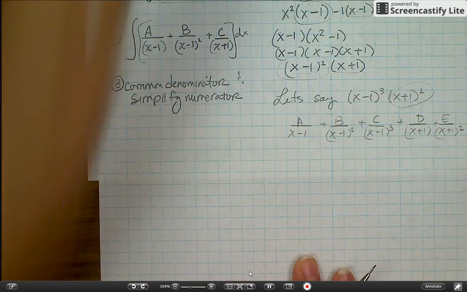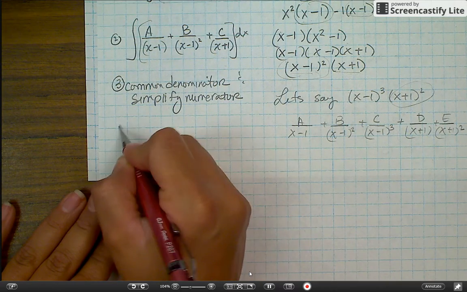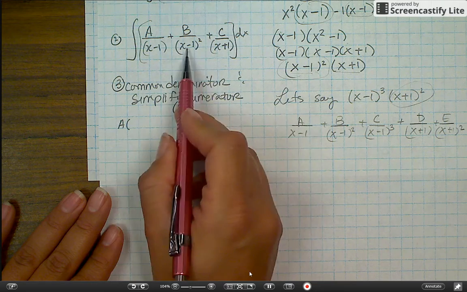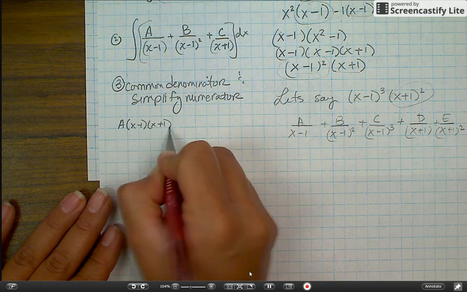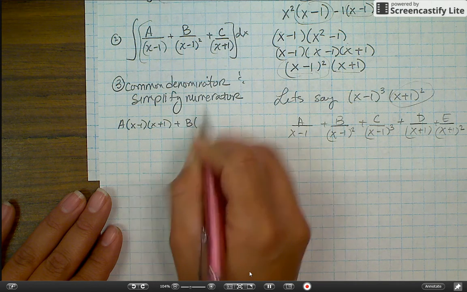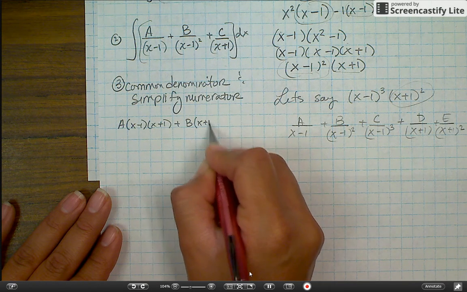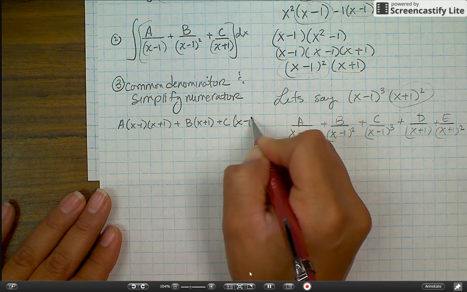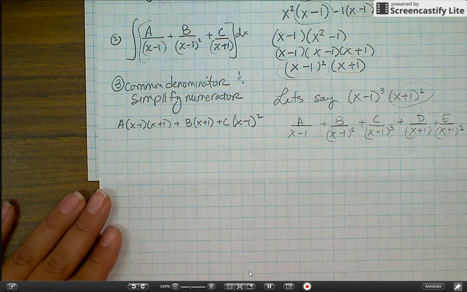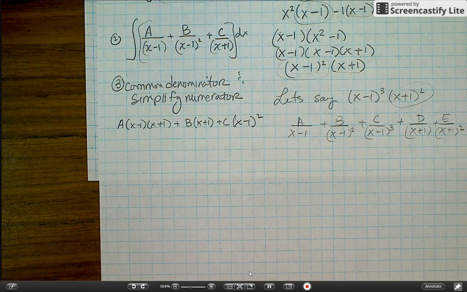So what is the a missing? A is needing another x minus 1 and an x plus 1. And the b is missing an x plus 1. That's it. And then the c is missing an x minus 1 squared. And then you repeat the process over again.